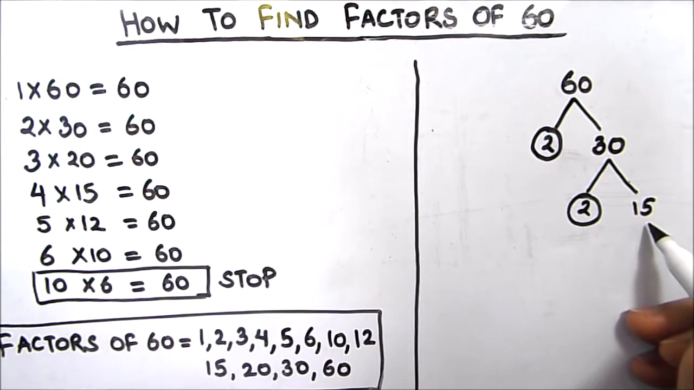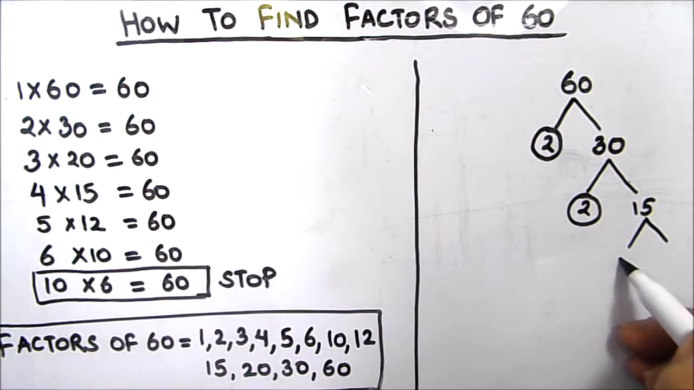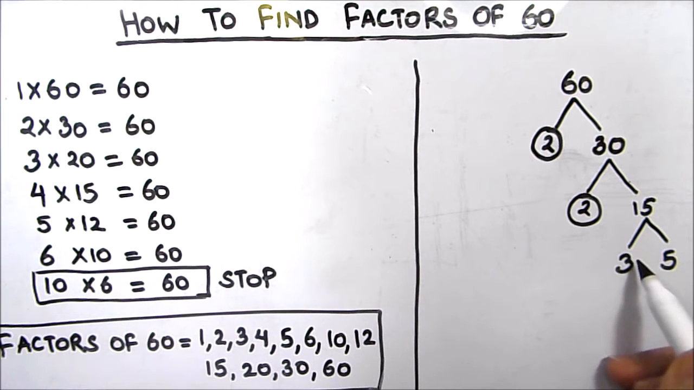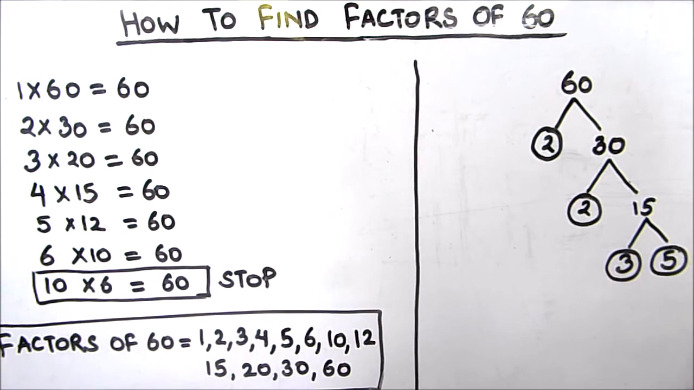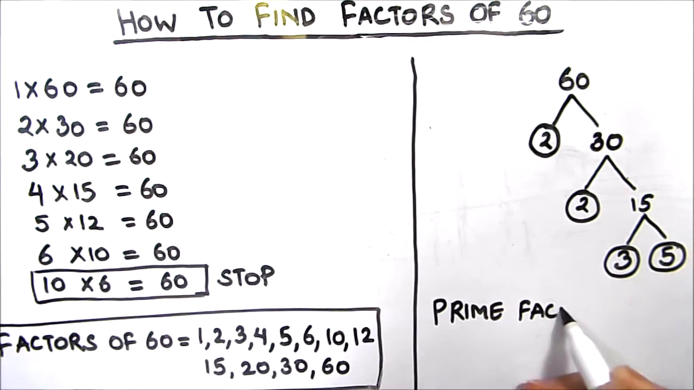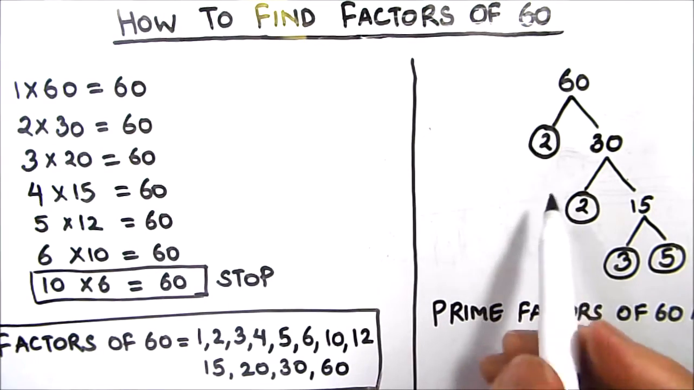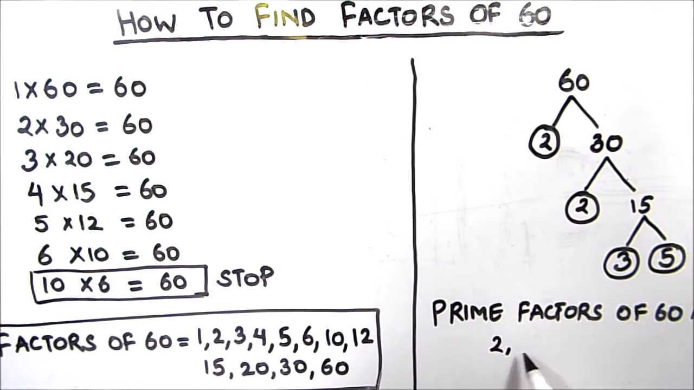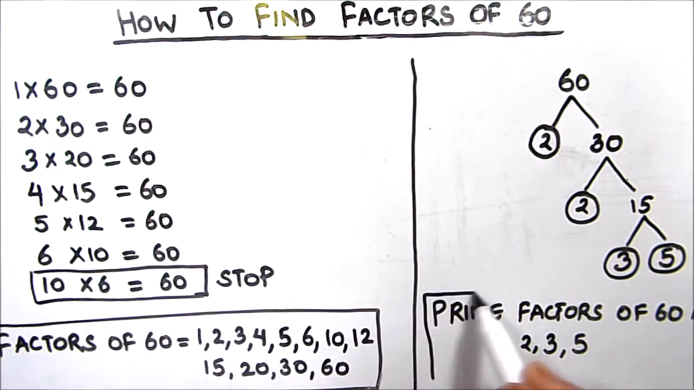Next 15 can be written as a product of 3 and 5. And here we see that both 3 and 5 are prime numbers, so we are going to circle both the numbers. We got all the prime numbers which cannot be further broken down into factors. So the prime factors of 60 are, we are going to write all the prime numbers which we have circled: 2, 2, 3 and 5. These are all the prime factors of 60.